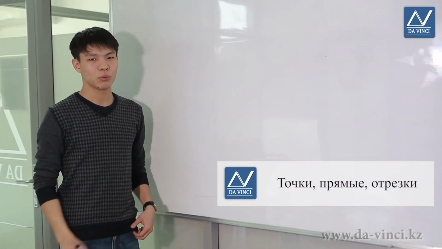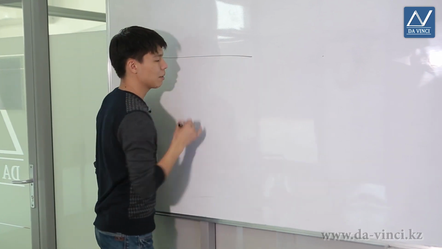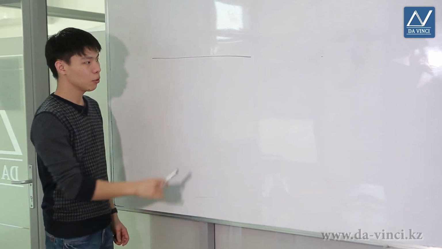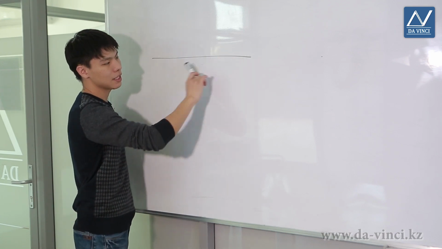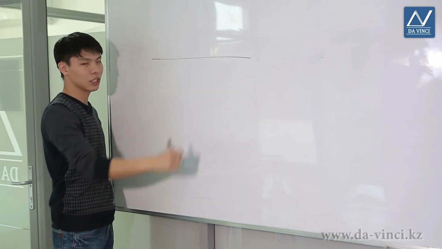Hi! The topic of this video lesson is points, lines and segments. We know we can draw straight lines with a ruler. Although we can only draw a part of the line on the plane, the line is actually infinite. It goes both ways to infinity. We draw part of the line.